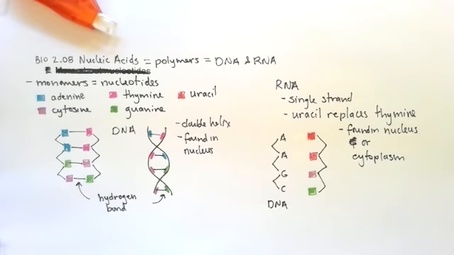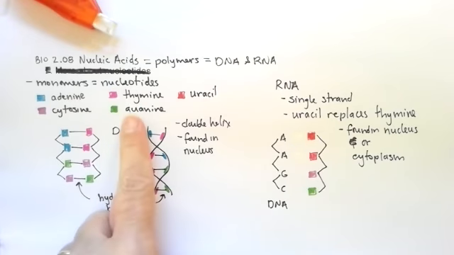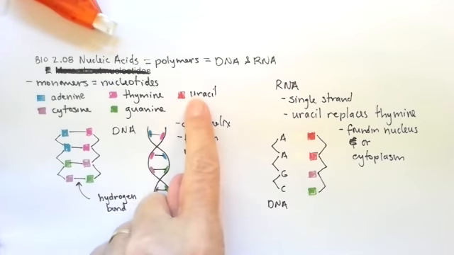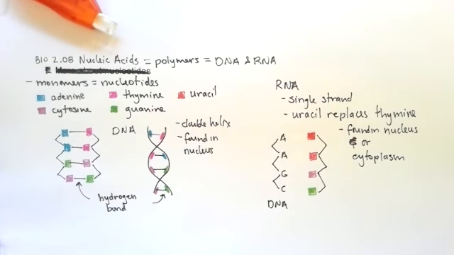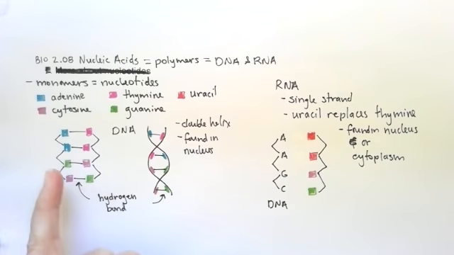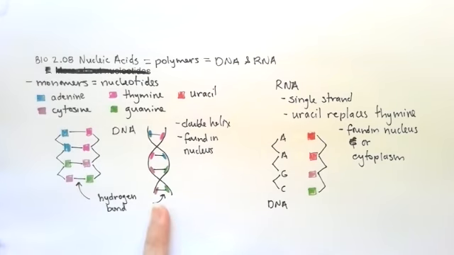So, two polymers. What's our takeaway here? The 5 monomers or nucleotides, adenine, thymine, cytosine, guanine, and uracil, make 2 polymers, DNA and RNA. And there's actually different kinds of RNA. We'll talk about that later. In DNA, adenine and thymine bond, cytosine and guanine bond. It twists into a double helix. It's always found in the nucleus.